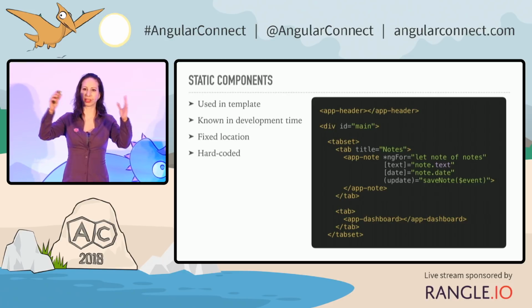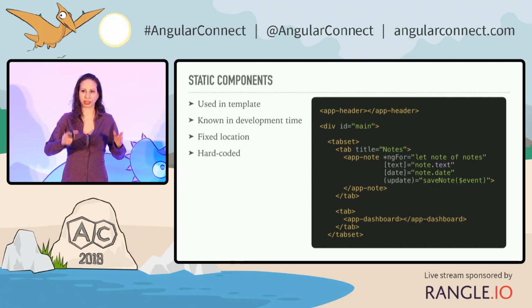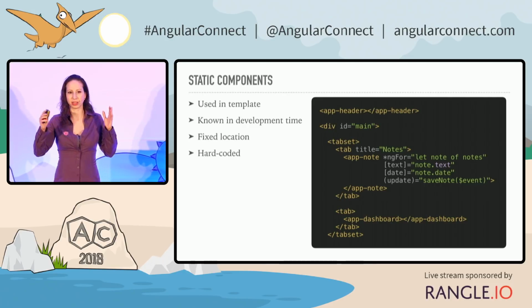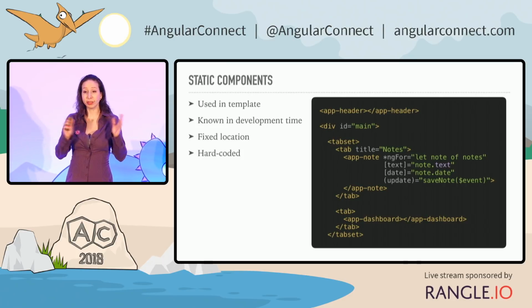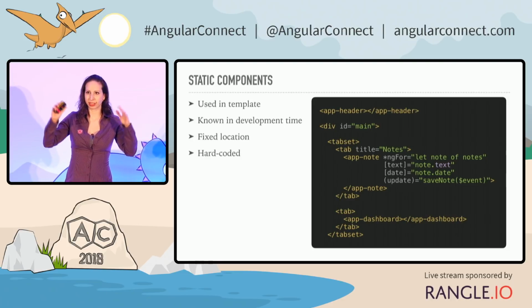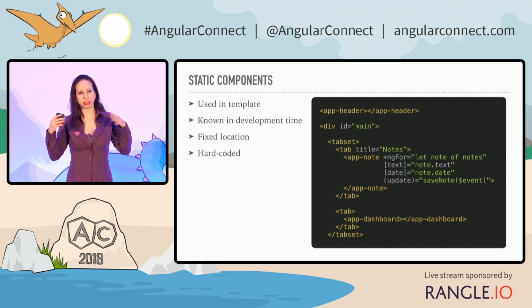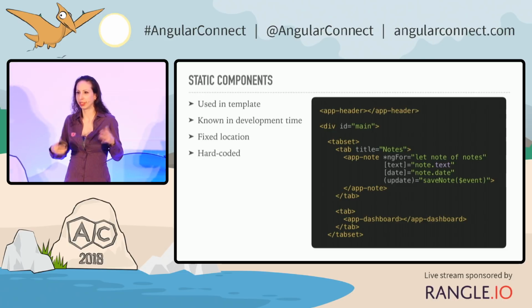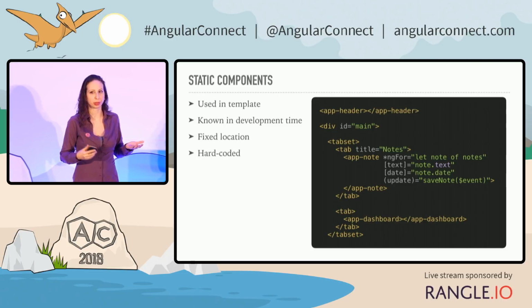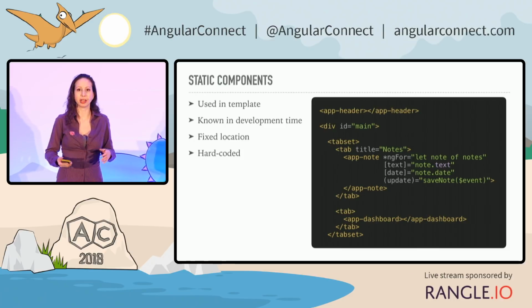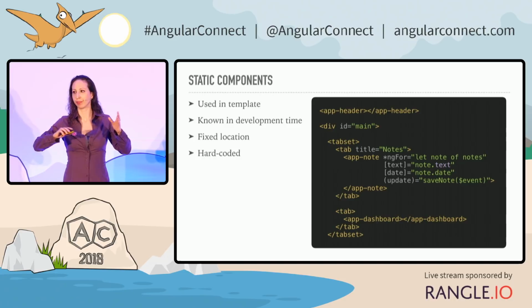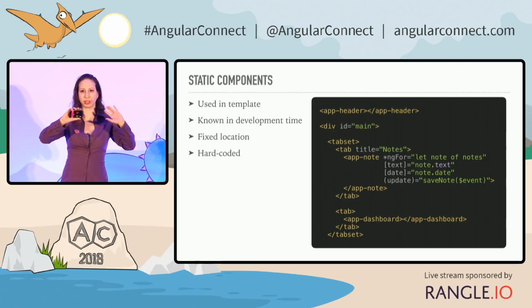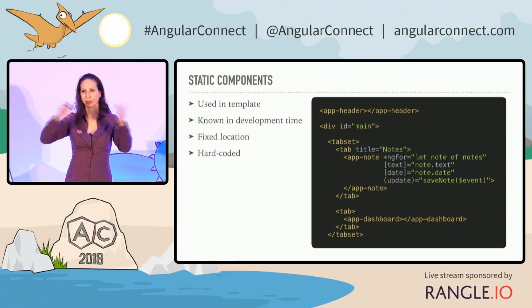So these are components that I know where I use them. The developer knows when they use them, where they use them, in development time. And they're in a fixed location in the template. And you can say that they're kind of hard-coded, but it's OK, because this is the way that we're supposed to use most of our components. But if you need to change the location, then you need to go to the code and really move them from one place to another.